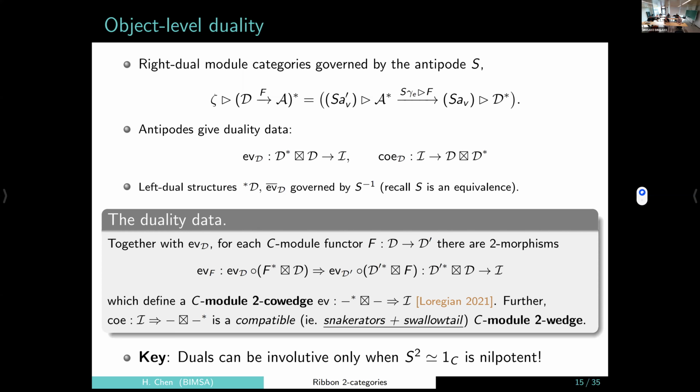And you can find the graphical interpretation in Symmetry. The key thing to note is that duals are involutive only when the antipode is nilpotent, or squares to the identity, basically, which I'm not going to assume. I'm going to assume as little as possible.